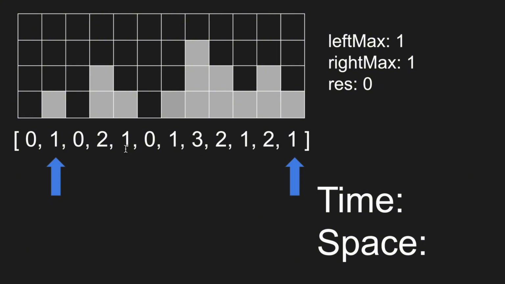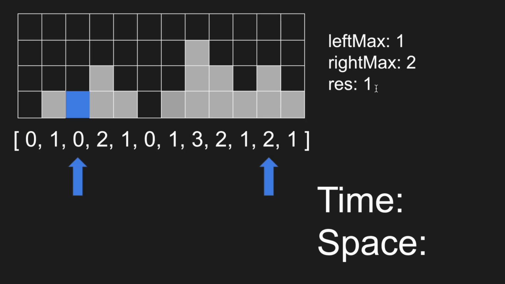And now, because the left pointer and the right pointer are equal, we shift the right pointer. Because we shifted the right pointer, we subtract right max by 2, which is still 0. And now 1 is less than 2, so we shift the left max. We subtract left max by 0, which is 1, so we add 1 to the result.